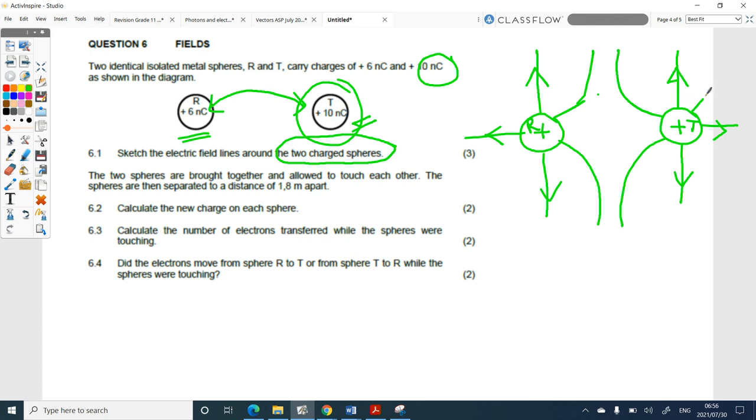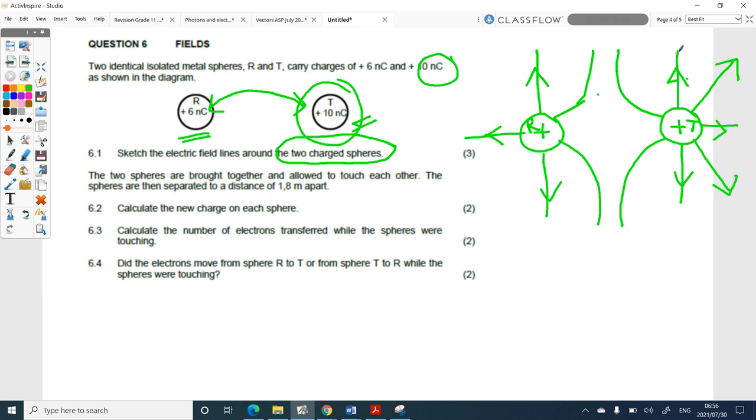So all you do is between some of these lines, you just go and draw other ones, so that you have more lines closer to each other for the one with the higher charge and less for the one with the lower charge. So remember, field strength is shown by the density of the lines.